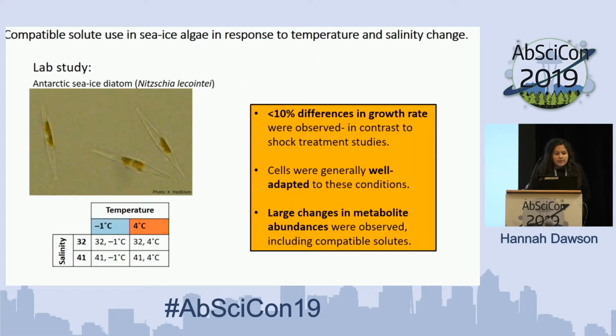And first off, we could see from looking at the general physiology of the cells grown on these different treatments, there were relatively small changes in something like growth rate. So we saw less than 10% changes in growth rate, which is in stark contrast to a lot of studies of compatible solutes that use large shock treatments with bigger temperature and salinity changes, where growth often is reduced or stopped. So we're assuming that these cells are generally well adapted to the conditions we grew them under, but we still saw large changes in metabolite abundances, including those compatible solutes we're interested in.